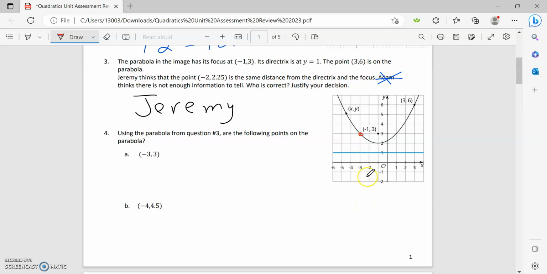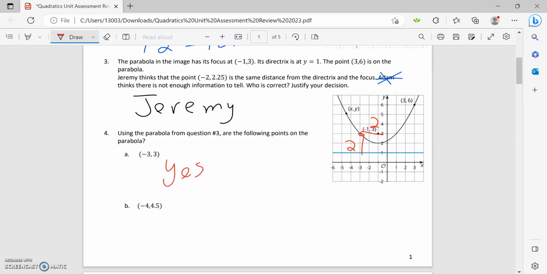Again, how do I test it? I test the distance down to the directrix, so that's 1, 2 units. So there, 2 units. Now I try to find the distance from my point to the focus. So that's right across there. That is from -3 to -1. That's also 2, so yes.